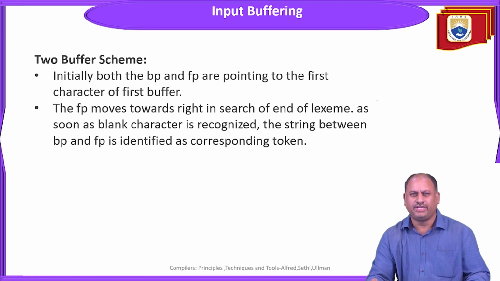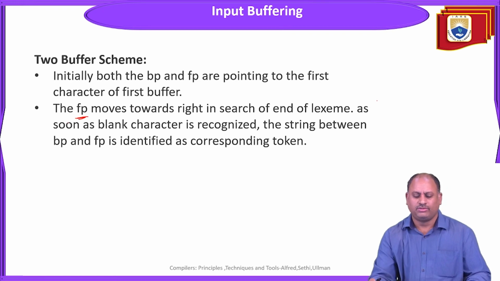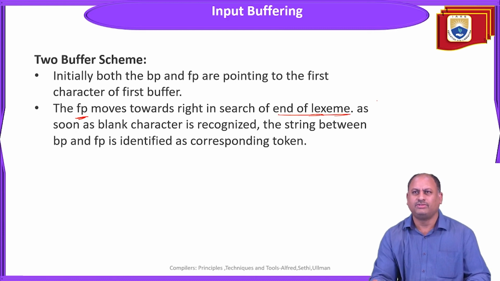Each time, reading one character, the forward pointer is moved. After a space is encountered, it identifies that the corresponding lexeme is to be found, and the lexeme is recognized whenever the blank space is detected by the buffering mechanism. So the string between the beginning pointer and the forward pointer is to be considered as one token.